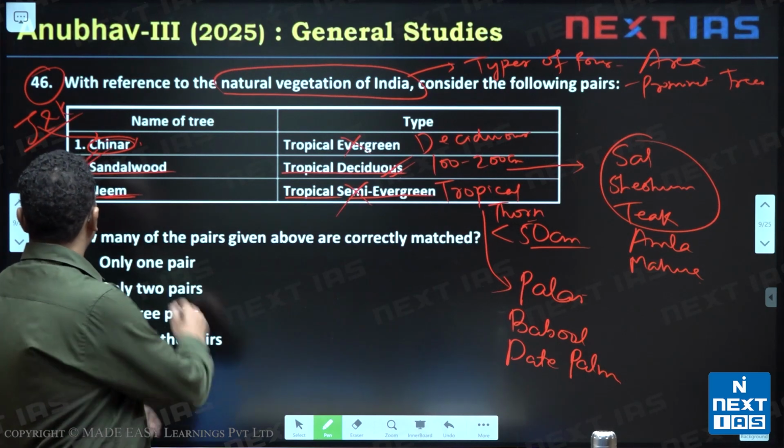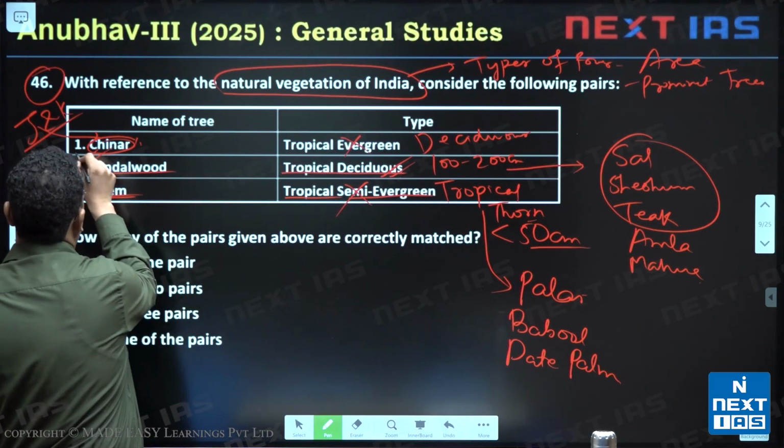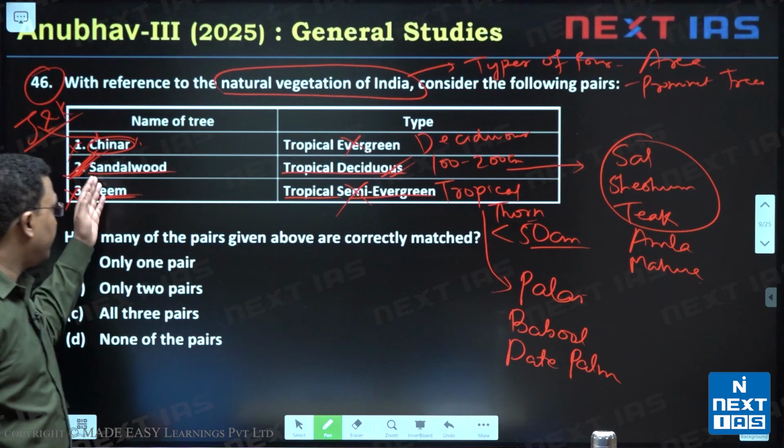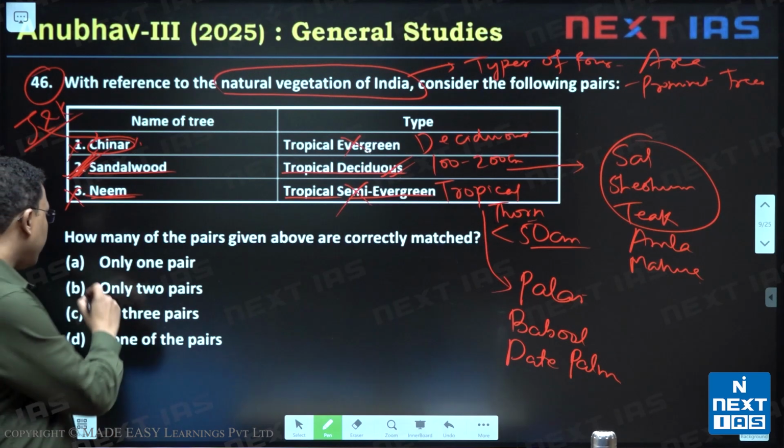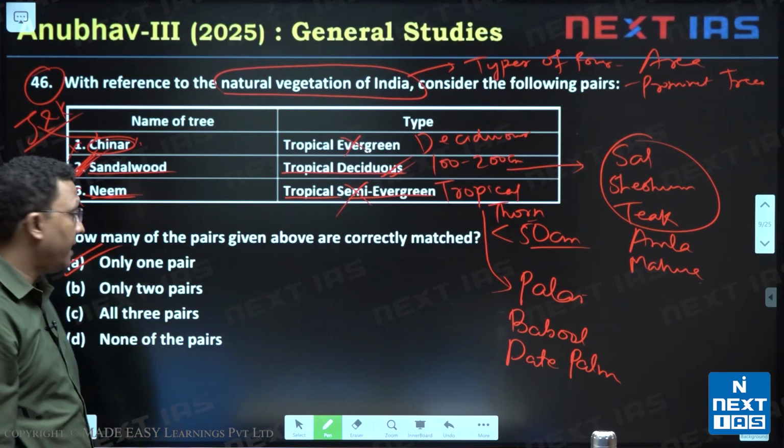So third is also not correctly matched, first is not correctly matched, only second is correctly matched. So the correct answer here is A, only one pair, right?